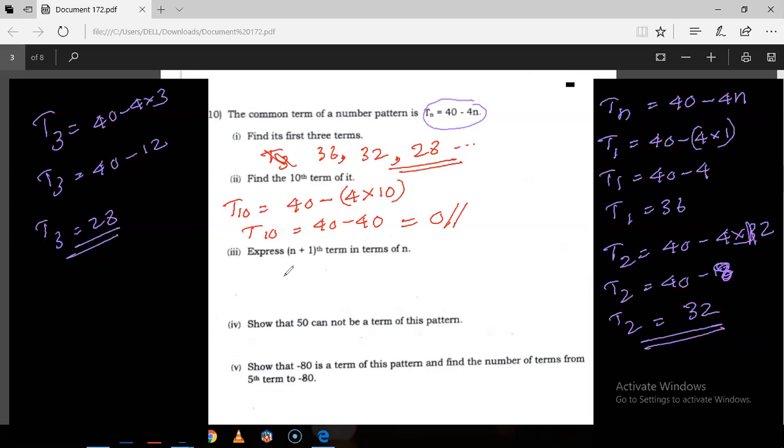The 10th term is 0. Next, the n plus 1 term. That is easy. We can write Tn plus 1 equals. Savindi, can you understand?